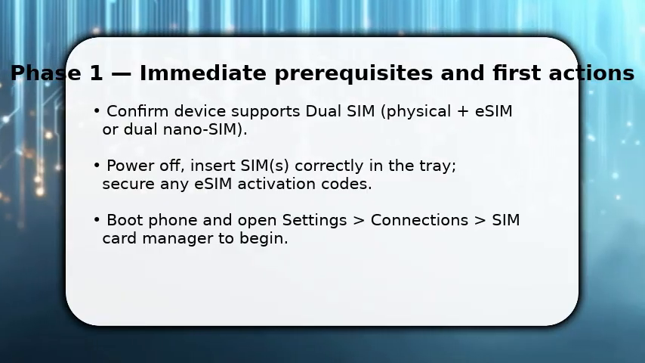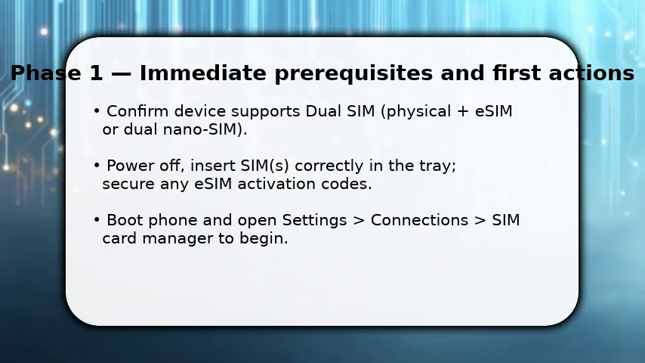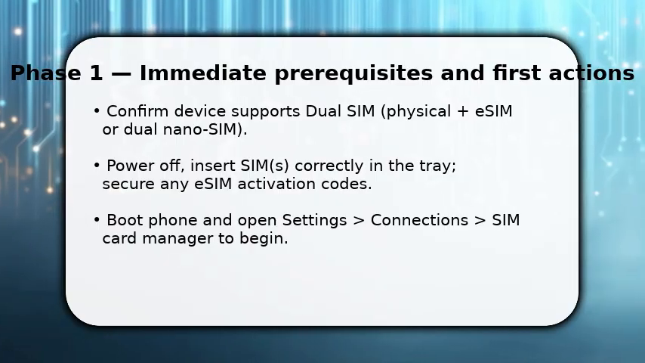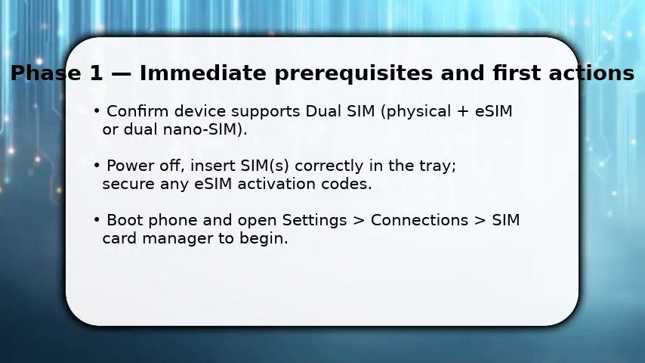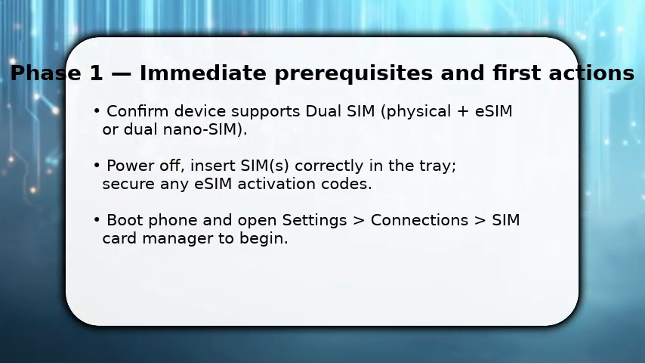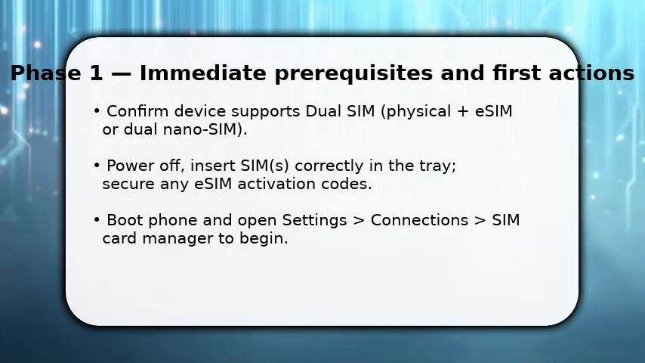You start by confirming your Samsung supports dual SIM, physical plus eSIM or 2 nano SIMs, because hardware determines options. Once done, power off the phone, insert the SIMs into the tray in the right orientation, and activate any eSIM profiles provided by the carrier.